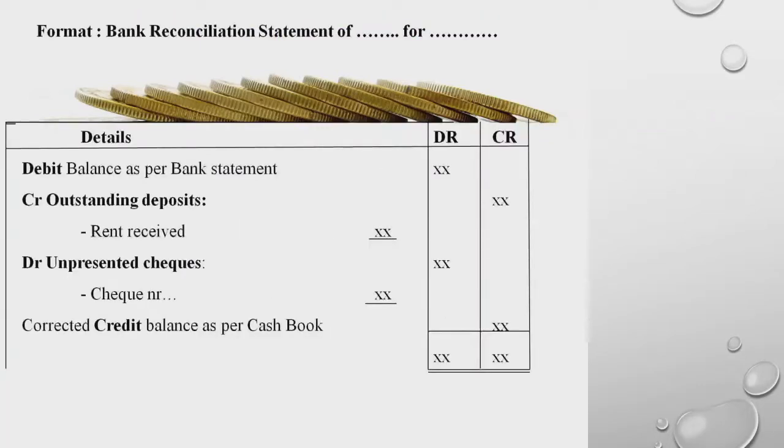This is the format of a bank reconciliation. We have a debit and a credit side. The debit balance is the bank statement. This balance you get from your bank statement. You write it on the debit side. You record all the outstanding deposits on your credit side. If there is any rent received, you record it on the credit side. These are outstanding debts on the credit side again.